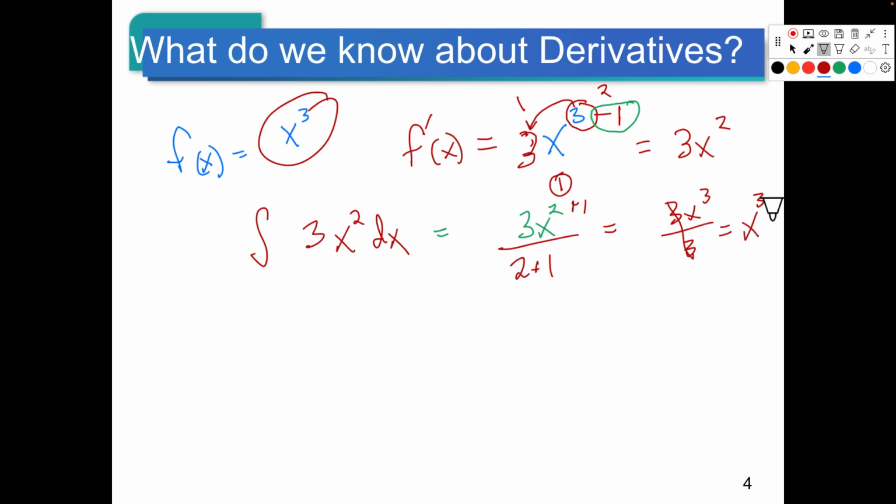But notice it's just opposite of what we did. Instead of subtracting 1, we're going to add 1, and instead of multiplying by the exponent first, we're going to divide by the exponent second after we made the new exponent. That's all there is. And it gives us that.